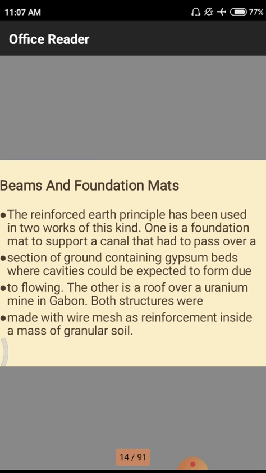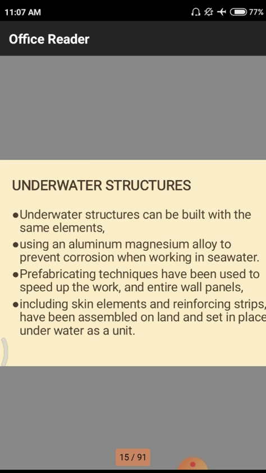The second case is related to the uranium mine in Gabon. Gabon is a state or a country, and in this country we have a uranium mine. To protect this uranium mine, we have to go for some stabilization techniques in the form of a granular mass. Next one is underwater structures. What is an underwater structure? How do we have to protect those underwater structures?